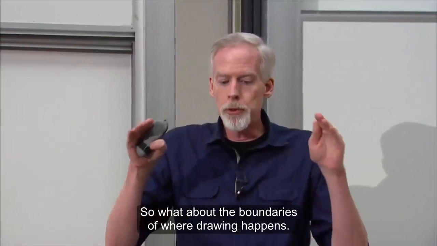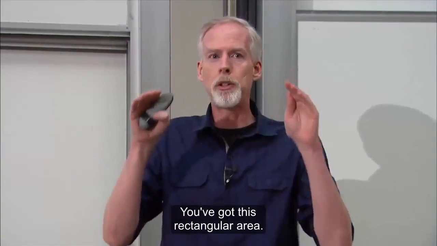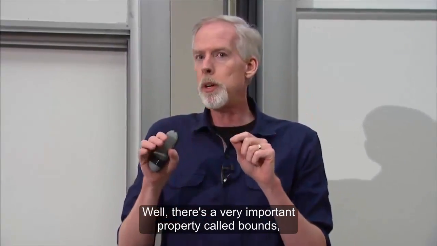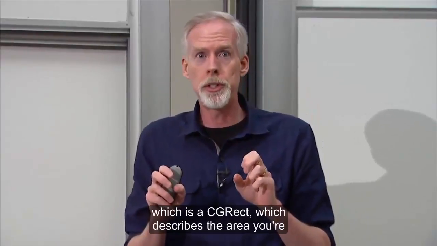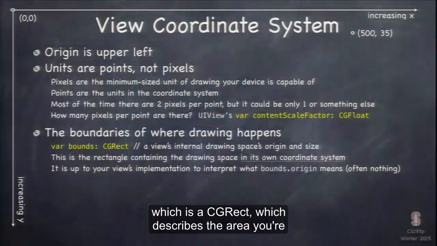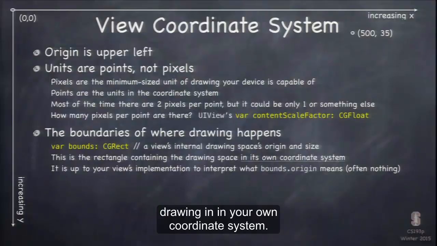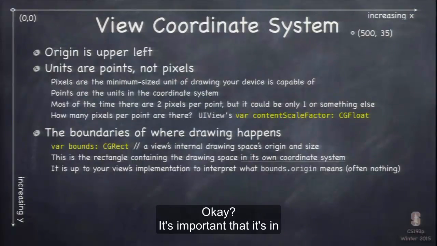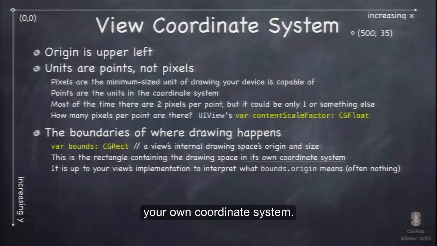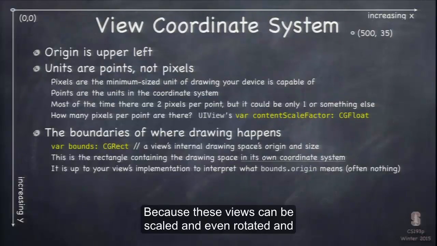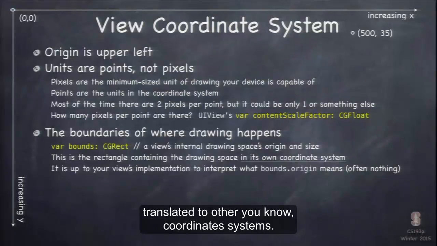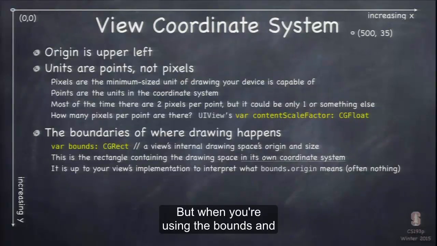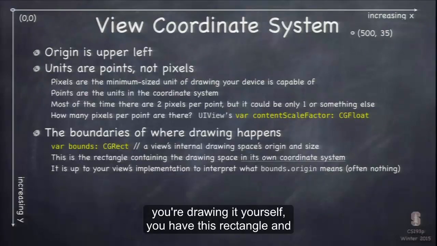So what about the boundaries of where drawing happens? You've got this rectangular area. Well, there's a very important property called bounds, which is a CGRect, which describes the area you're drawing in, in your own coordinate system. Okay? It's important that it's in your own coordinate system because these views can be scaled and even rotated and translated to other coordinate systems, but when you're using the bounds and you're drawing yourself, you have this rectangle, you know where it is.